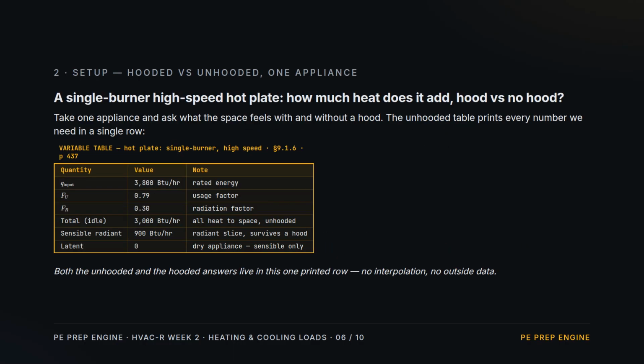Setup. 1 appliance, 2 questions. A single burner high-speed hot plate. The unhooded table hands us the whole row. Rated input 3,800, a usage factor of 0.79, a radiation factor of 0.30, a total of 3,000, and a radiant slice of 900. Latent is 0. It's a dry appliance. Now, how much does the space feel with a hood and without one?